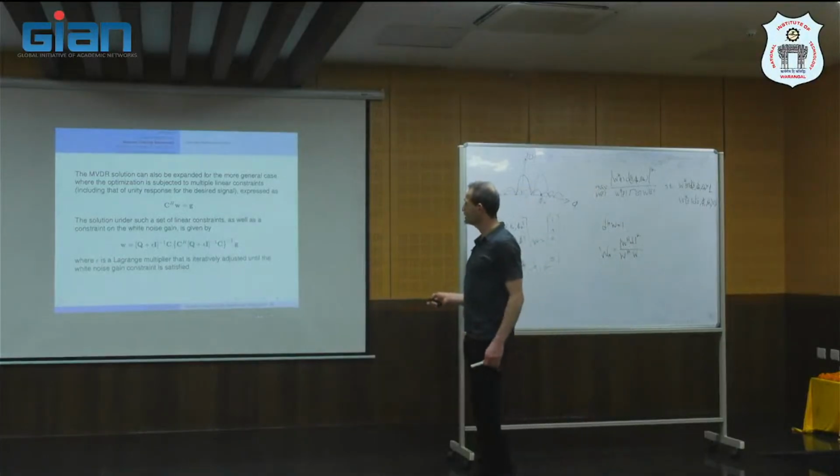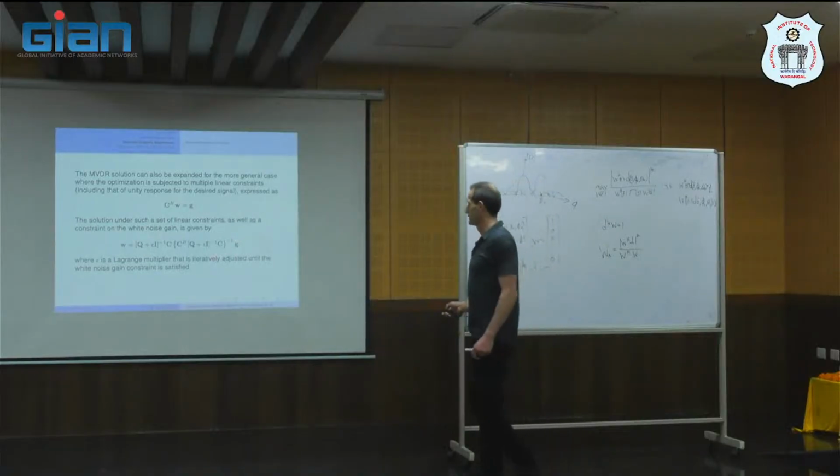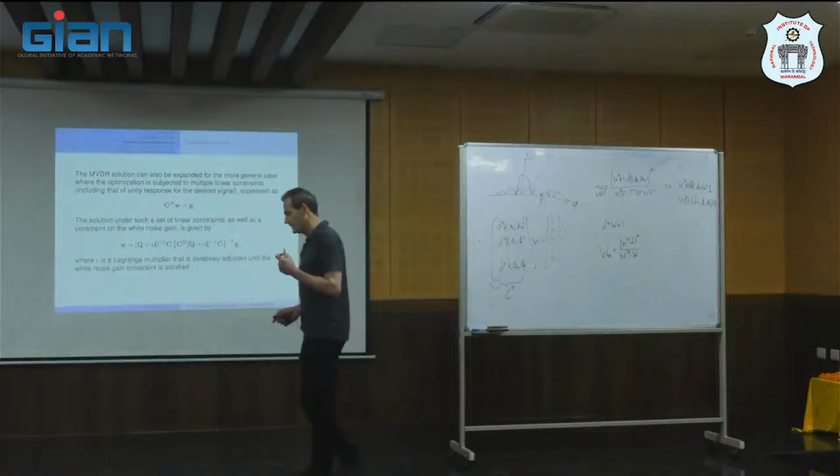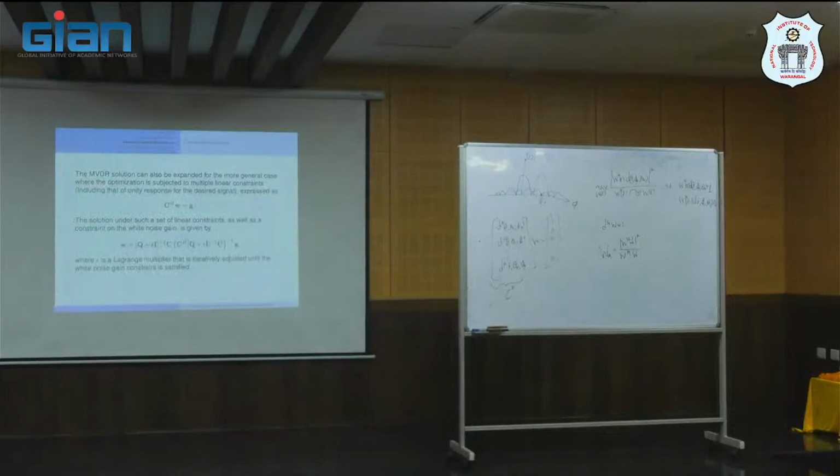So the white noise gain will be higher than a certain threshold. This solution is called robust LCMV, linearly constrained minimum variance beamformer. Okay, why do we call it robust? Because we also have a constraint on the white noise gain.